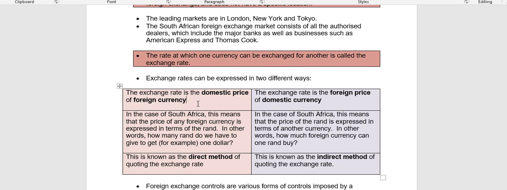This is the one that is used in the news and in the newspapers when we are literally saying the rand is 14 rand to the dollar. Okay, that is the direct method because we are saying how much rand we have to sell in order to buy $1.